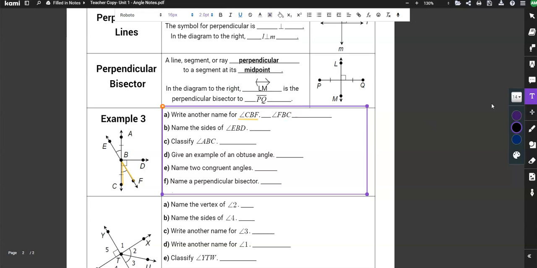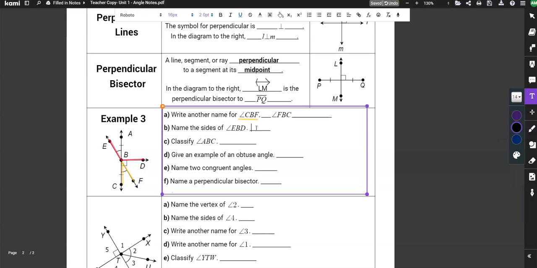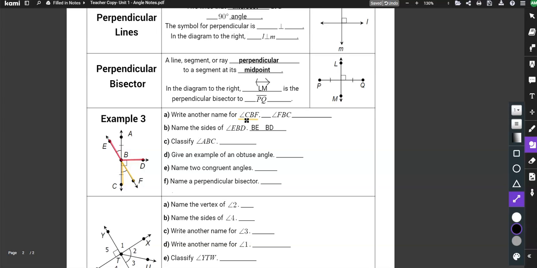Now it wants me to name the sides of angle EBD. So again, I'm going to go ahead and highlight it. EBD. And to do this highlighting, I'm using the drawing tool. So our sides are BE. And remember, order matters for rays. And BD. So I'm going to draw my arrow above it. Must have an arrow. And again, remember the endpoint always goes first.